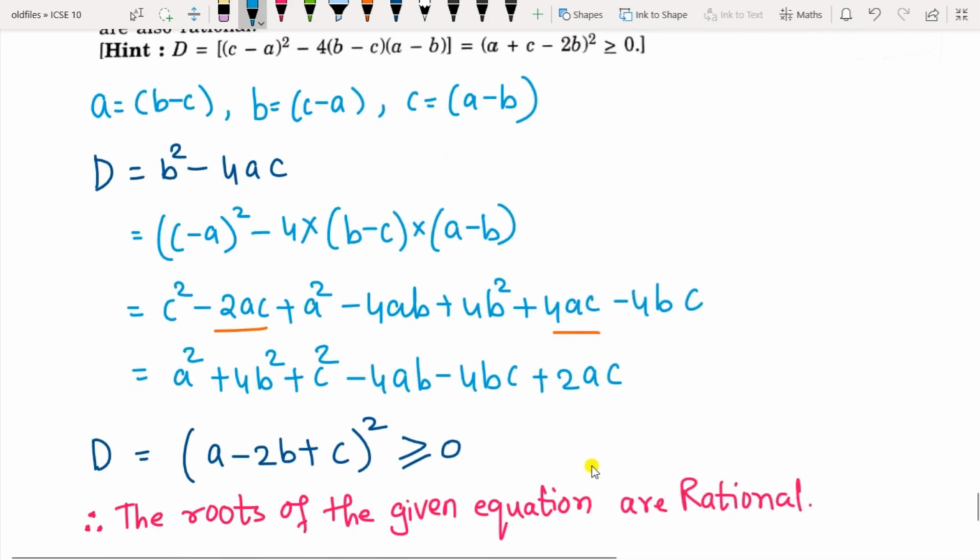Now here write the roots of these three squares, that is a and 2b and c. Okay, and you have to put the sign here. Now which term will have minus sign? So you have to see which alphabet is common in these two terms. Here b is common and it is having minus sign. So b will have minus sign here and the rest 2 will be plus. So this will be a minus 2b plus c the whole square, which is greater than or equal to 0. Therefore the roots of the given equation are rational.